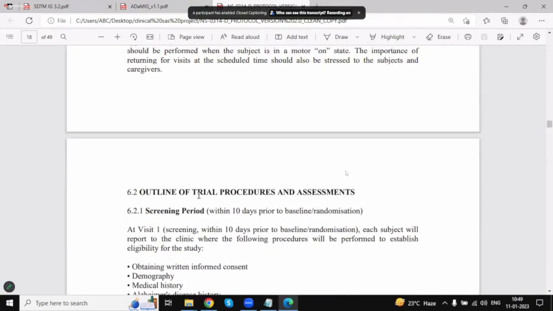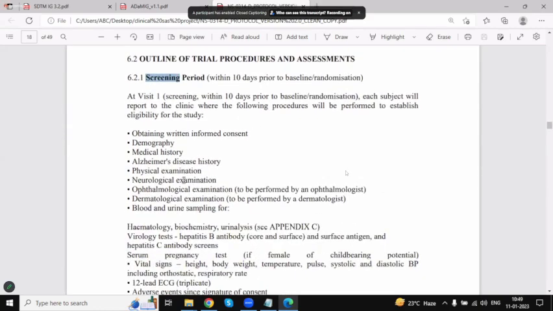Next. See here. The subject will come to the hospital, right? He has to come at specific times only. First of all, when he comes for screening, at the time of screening, what tests will they do? What information do they have to collect?